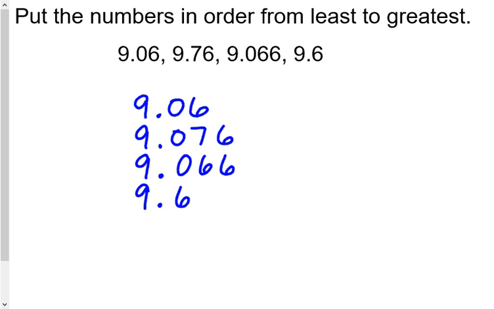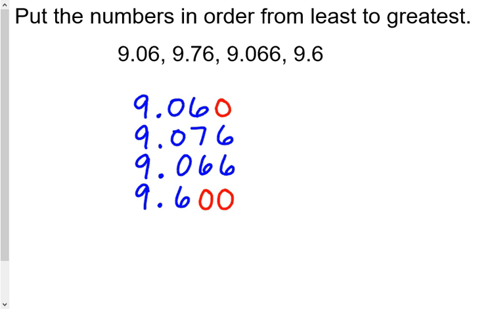Now, when I look at these, before I start comparing, I want to make every one of these have the same number of places after the decimal. Right now, the first number has 2 places, the second one has 3, the third one has 3, and the last one has 1. So I need to make them all have 3, because I can't just cut anything off. The only thing I can do is add zeros. Adding zeros to the end does not change the value of the decimal because the zeros are after the decimal. So I'm going to need 1 zero here, and I'm going to need 2 zeros here. Then I can start comparing.